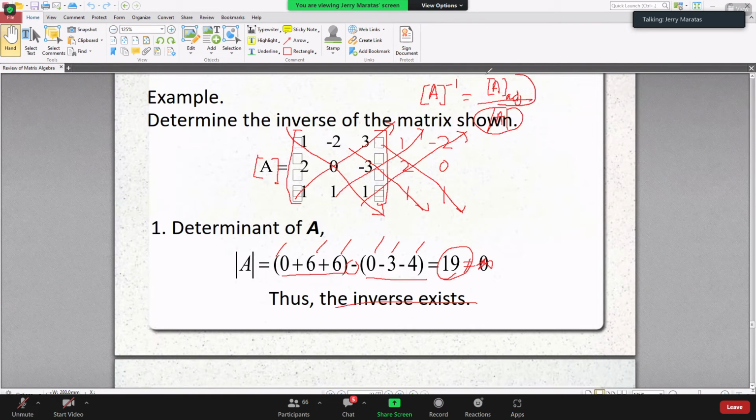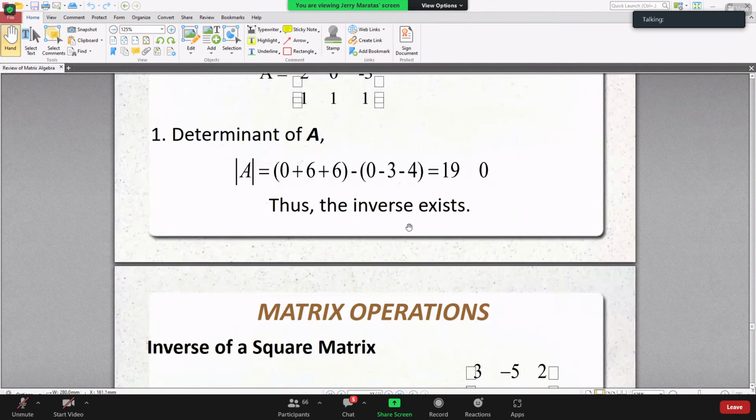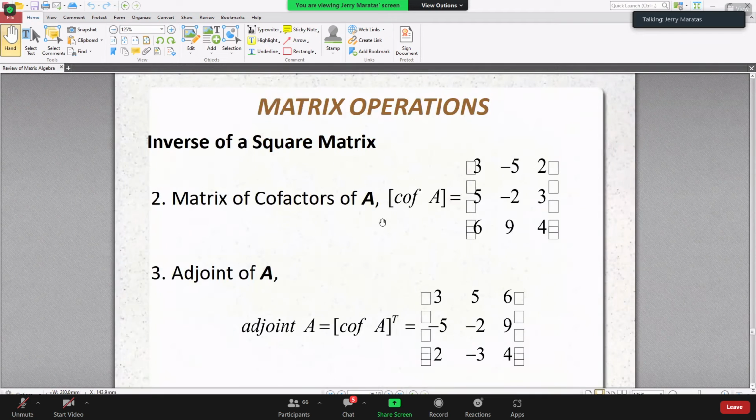Ang atong problema karon is the adjoint. Kanina sang adjoint. Okay, so ang adjoint is the transpose of a cofactor matrix. So ang ato karon is how to find the cofactor matrix. Matrix of cofactor A. So mao na ni ang result karon. So how to get this one? The matrix of cofactors. Oh, wala man gibutang dere, no?